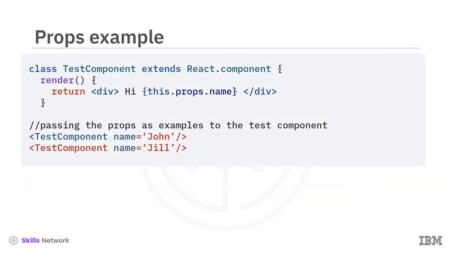Let's look at an example with props. This code creates a class named testComponent that extends the React component. It renders props that accept the name attribute. Then, you can pass props to the test component that accepts different names like John and Jill.